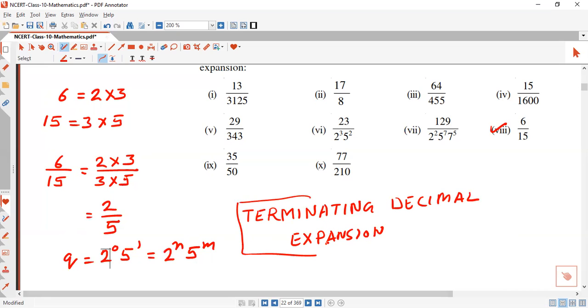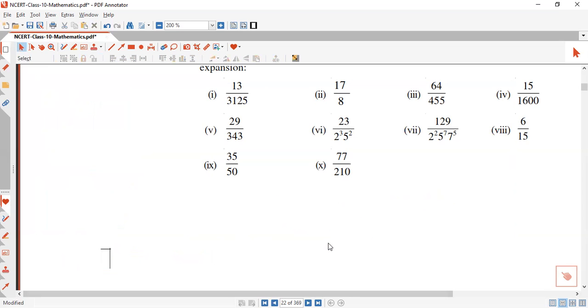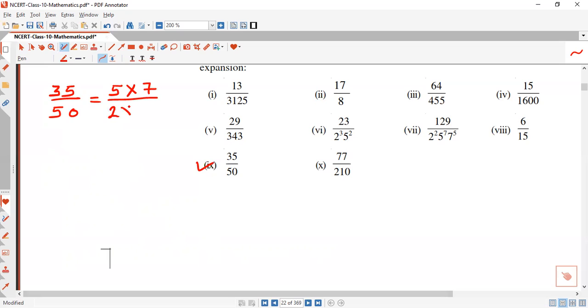Now see this one, question number 9. 35 upon 50. 35 can be written as 5 into 7, and 50 can be written as 2 into 5 into 5. Simplify this one. 5 is common in both numerator and denominator, so it will cancel out. It comes out 7 upon 2 into 5.